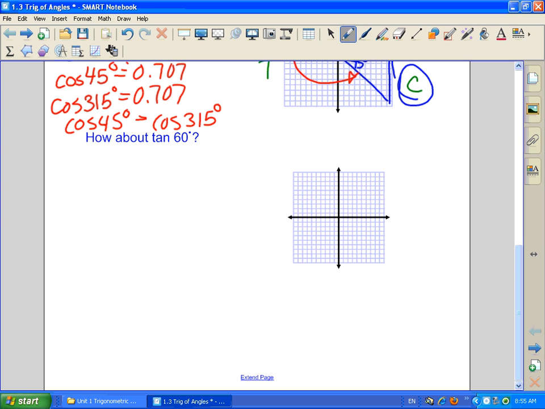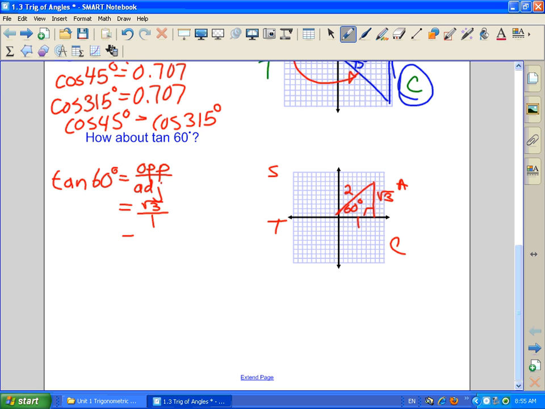Let's finish this off. What we're going to do is say, how about tangent of 60? Again, 60 degrees is in quadrant 1, and we remember our CAST rule: tangent is positive in here. Just remember the 30-60-90 triangle: here's my root 3, here's my 2, here's my 1. So tangent 60 equals the opposite over the adjacent, the exact value would be root 3 over 1, which equals root 3.